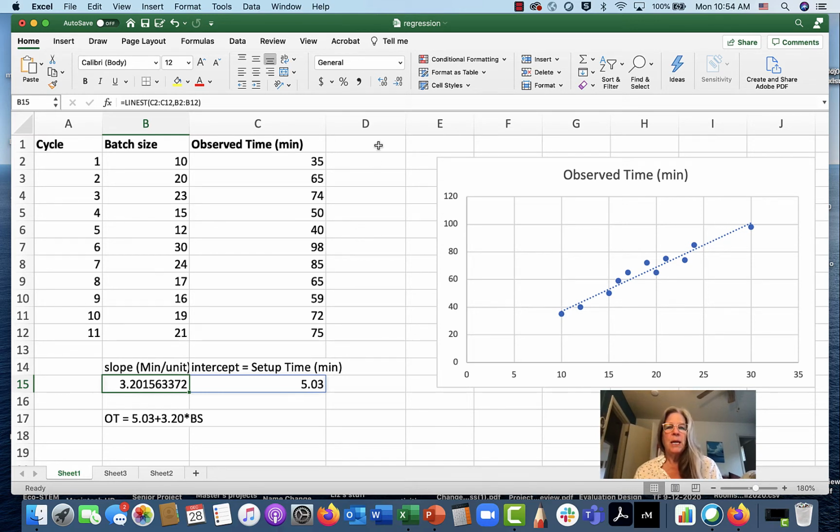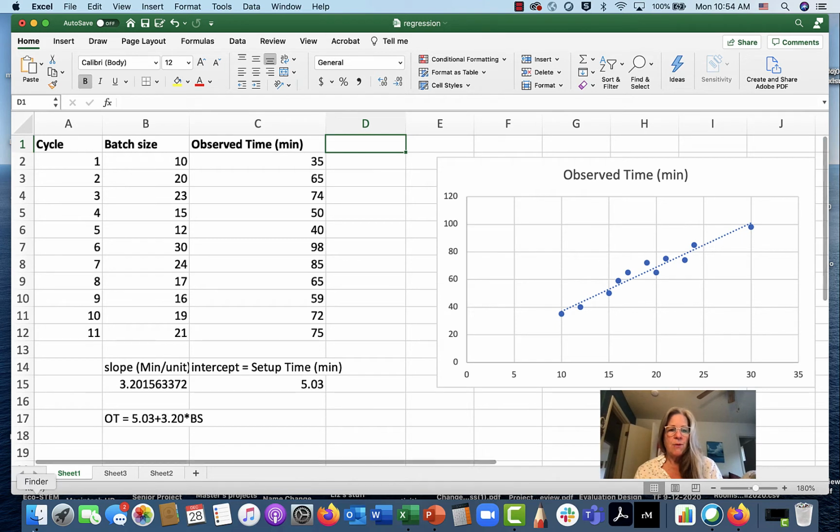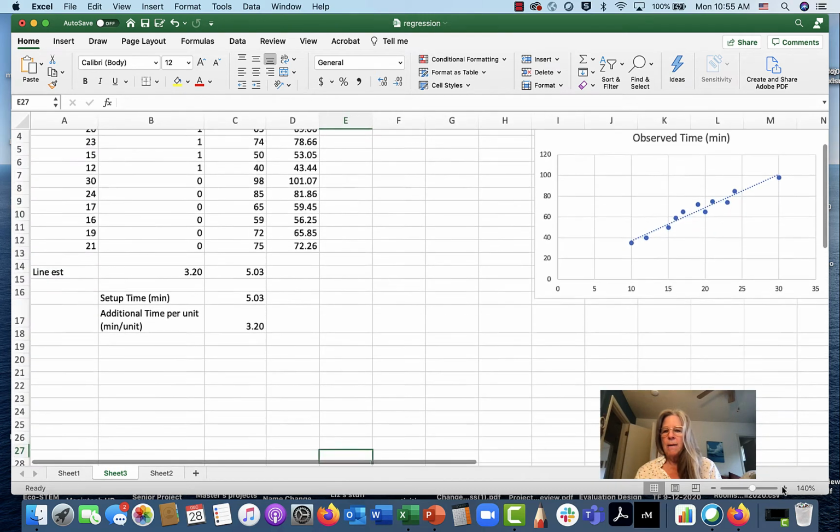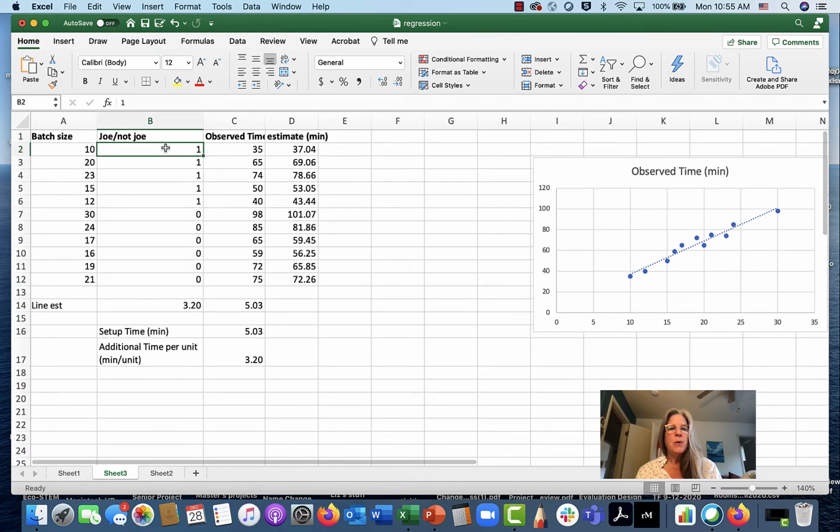So now I have a really interesting model. If I know the batch size, I can predict how long it's going to take. So that's really, really cool. But there are also other things that I might be able to glean from this. One thing I noticed when I did this is that the first 5 times I timed it, there was a guy named Joe doing it. And then the last 6 times, Joe wasn't there, it was some other person.